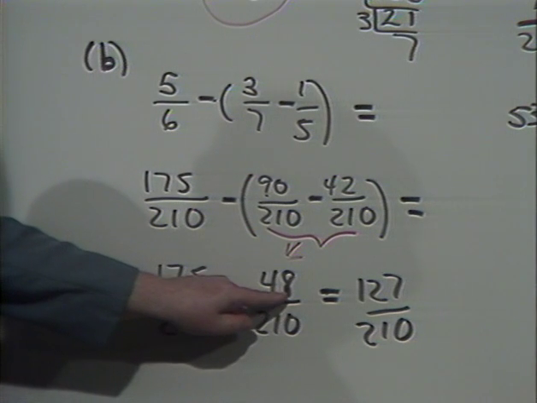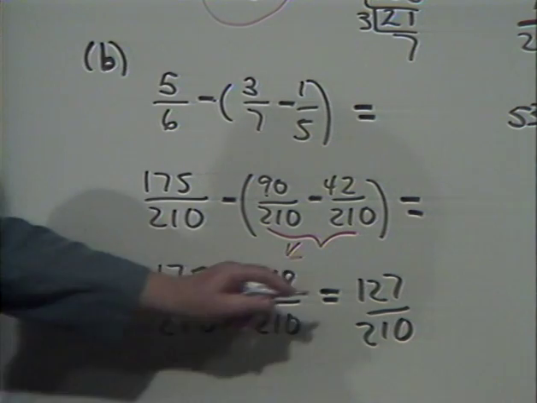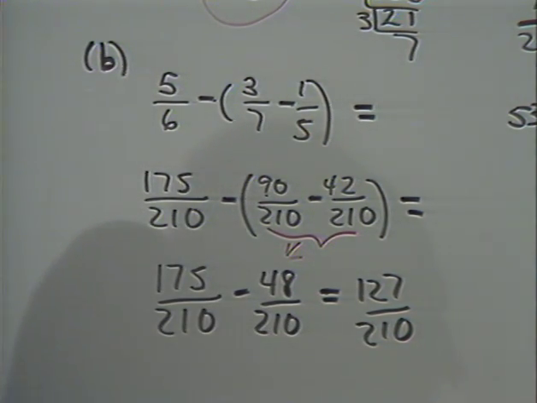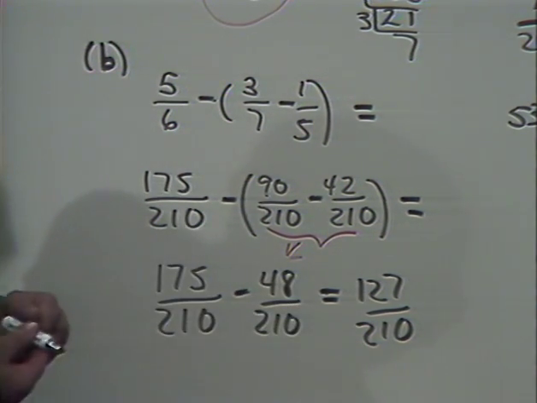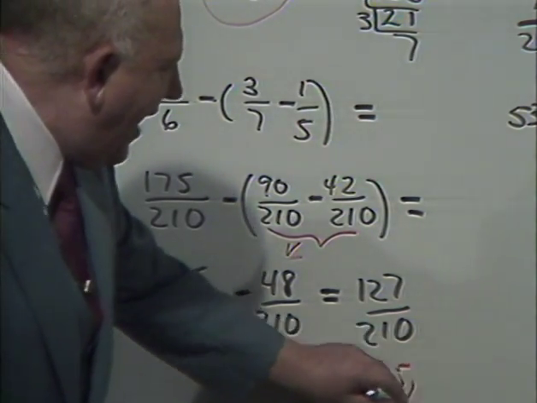If I subtract 48 from 175, I get 127. 127 what? 127 of the common denominator, which is 210. And again, to check whether this can be broken down further, the prime factors of 210 we saw were 2, 3, 5, and 7.